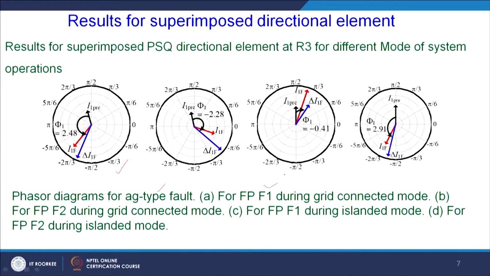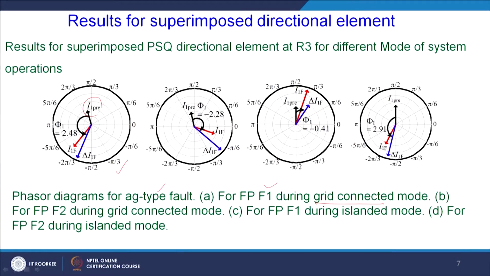And this is the compass plot for these phases. To make it clearer, I will explain one here, for an AG fault type with the fault position F1 during the grid connected mode. The first figure is for the fault at F1 position and the grid connected mode of operation of the microgrid system. Here this is the position of I1 pre, the positive sequence pre-fault current which is flowing through the relay, and this is your I1F.